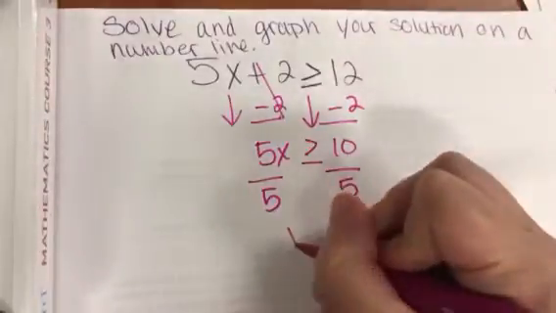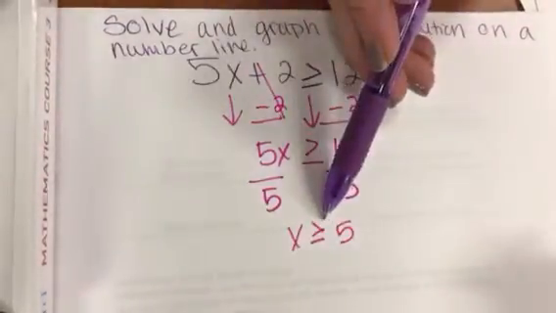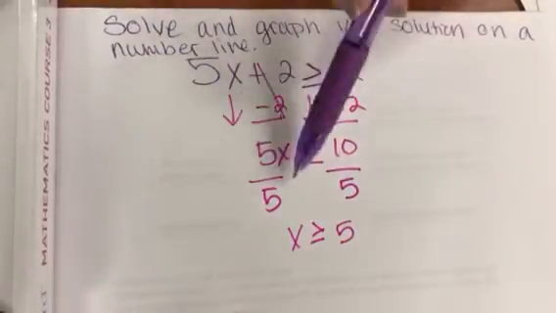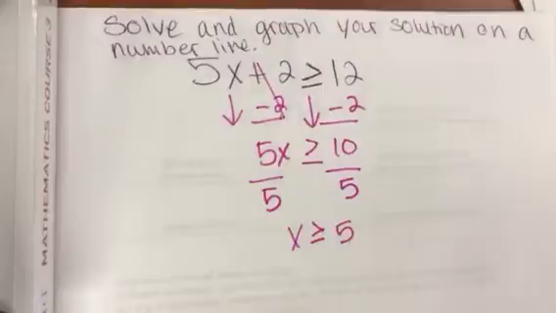And I'm dividing by 5 here, so x, bring down my sign again, is greater than or equal to 5. Why didn't you flip the sign? Because I didn't multiply or divide by a negative. It was a positive. Oh, okay, but you divided. It just wasn't by a negative.